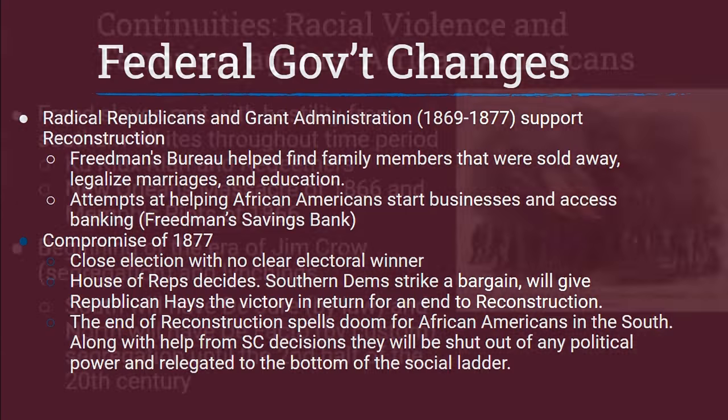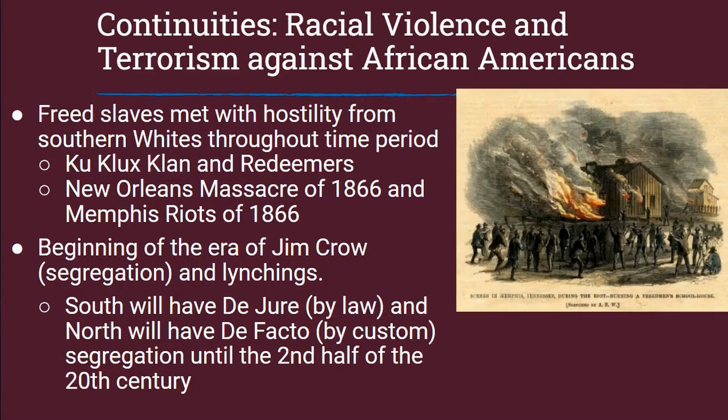Another continuity was the racial violence and terrorism against African Americans. Freed slaves were met with hostility from Southern whites throughout the time period. The Ku Klux Klan and the Redeemers were a couple of groups that terrorized African Americans. There were two instances in particular that stand out. One was the New Orleans Massacre of 1866, and the other was the Memphis Riots of 1866. These two instances showcase horrific violence against the newly freed men, as hundreds were killed.